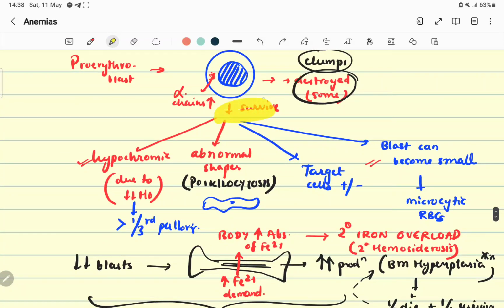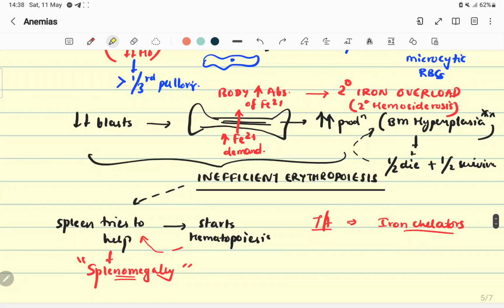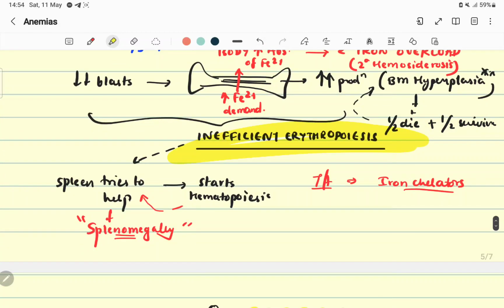Either way, it can be destroyed. If it gets destroyed, then the bone marrow steps up production, meaning there is an increased iron demand and secondary iron overload, causing secondary hemosiderosis. Or it increases production causing bone marrow hyperplasia, in which half will die and half survive. So there is ineffective erythropoiesis.